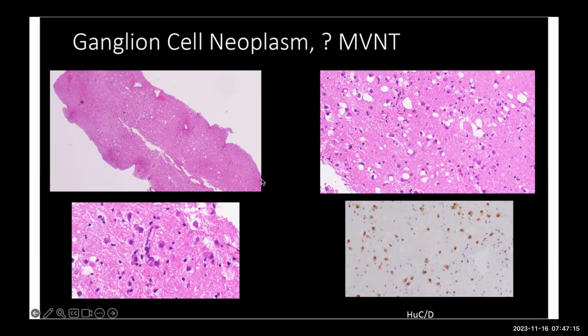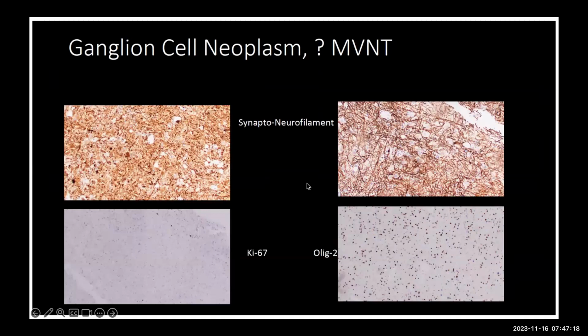Next slide, please. And the usual markers of neuronal differentiation like synaptophysin and neurofilament did decorate the lesion, but there were some details which did not exactly fit with the MVNT reported cases either. You can see the Ki67 on the lower left, which is less than 1% essentially. And as in other reported cases of most glioneuronal neoplasms, OLIG2 was also positive.